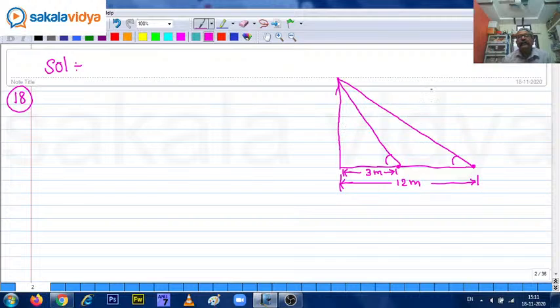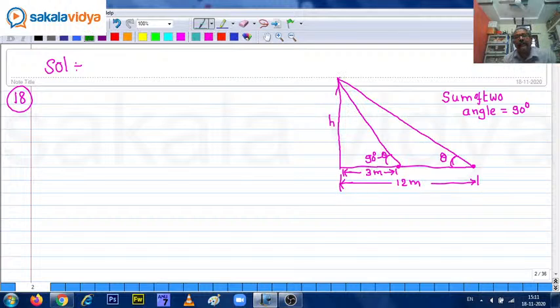What is meant by complementary? Complementary means the sum of the two angles is 90 degrees. If the sum of two angles equals 90 degrees, that is called complementary. Suppose this angle is equal to theta, this will be 90 minus theta. This is the height of the tower H. H we need to find out.